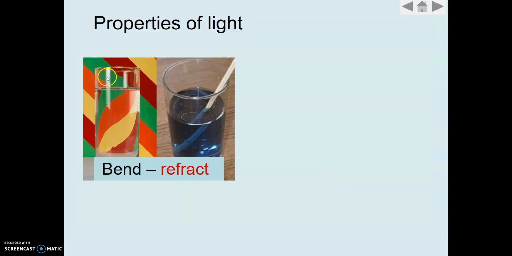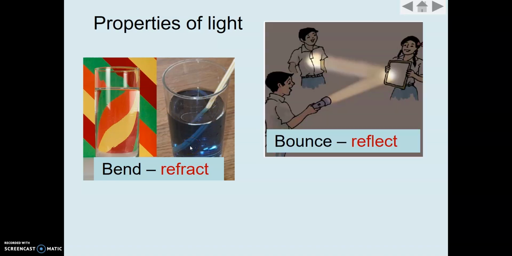Properties of light. Well, light can bend when it passes through a transparent medium. Like here, the glass of water is acting as a lens, and thus magnifying what we're seeing behind. And here it appears as if the straw is broken. Light can bounce, reflecting off surfaces. In fact, everything you're seeing now is because of reflected light.